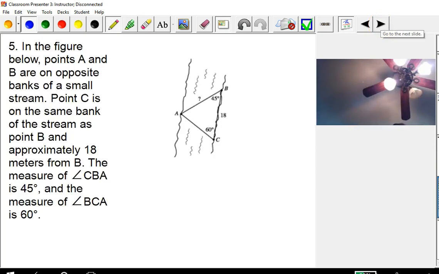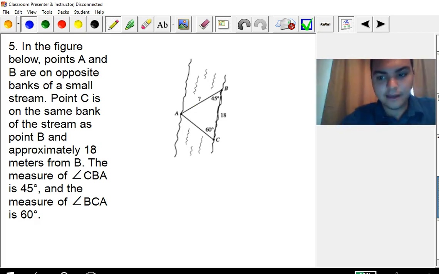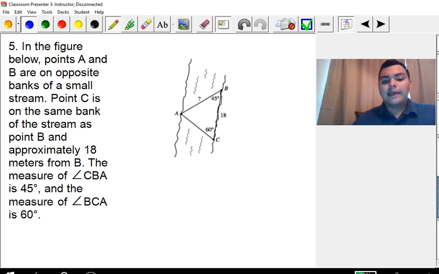Alright, so I believe this is the last problem. In the figure below, point A and point B are on opposite banks of a small stream. Point C is on the same bank of the stream as point B, and approximately 18 meters from D. The measure of angle CBA is 45, and the measure of angle BCA is 60 degrees. The picture basically shows you that. Now, little disclaimer here, you're not really going to get that far with this problem unless you know the law of sines. That's basically how it's going to have to go.